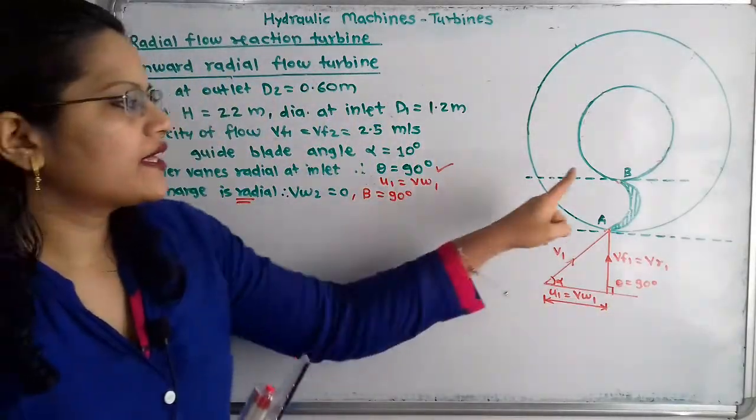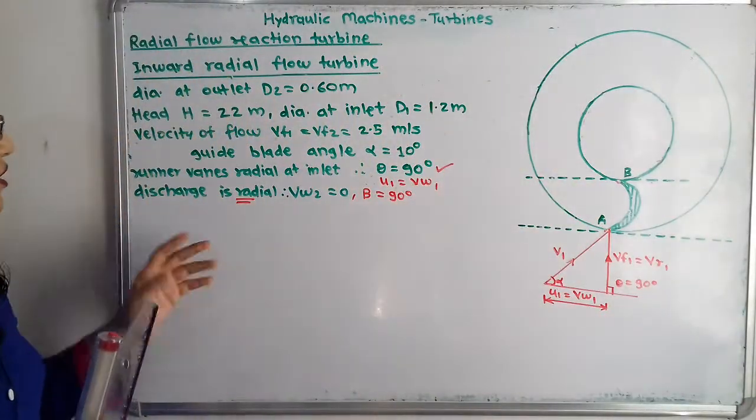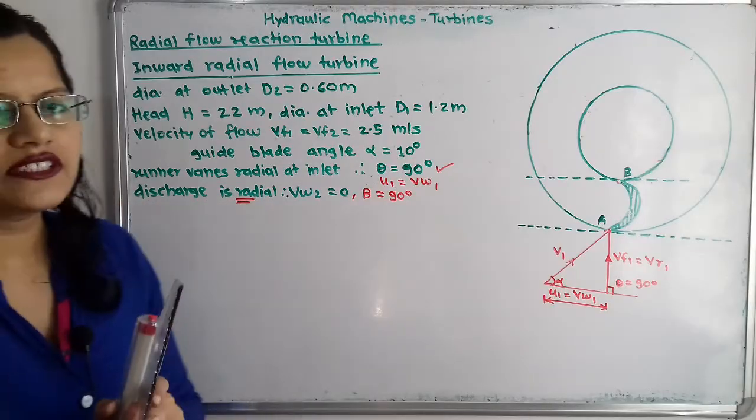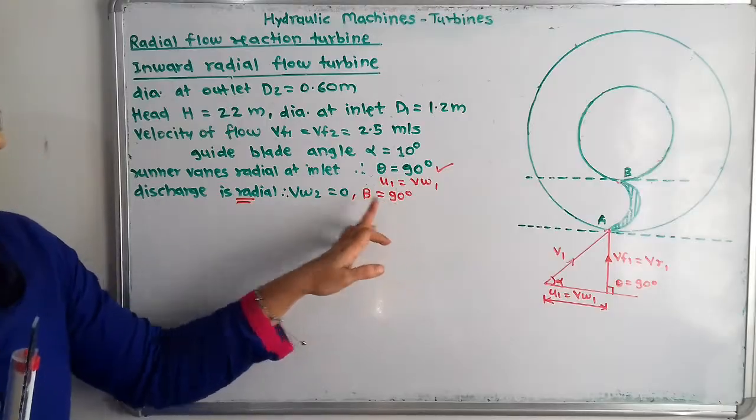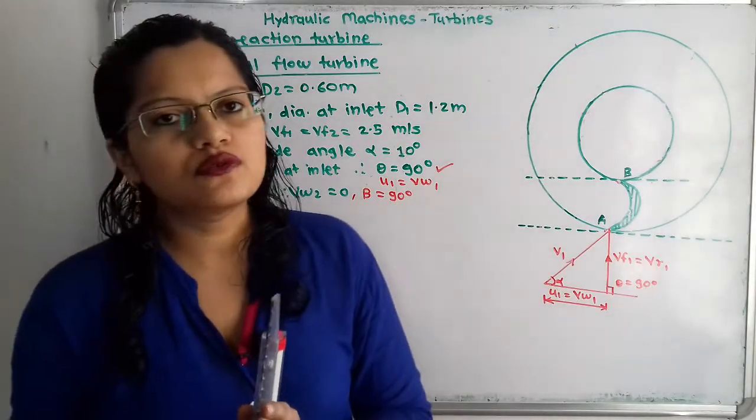Now we will move to the outlet tip. What is the condition given? The discharge is radial. So what is happening here? The angle beta is 90 degrees, and we have to show that Vw2 is 0.